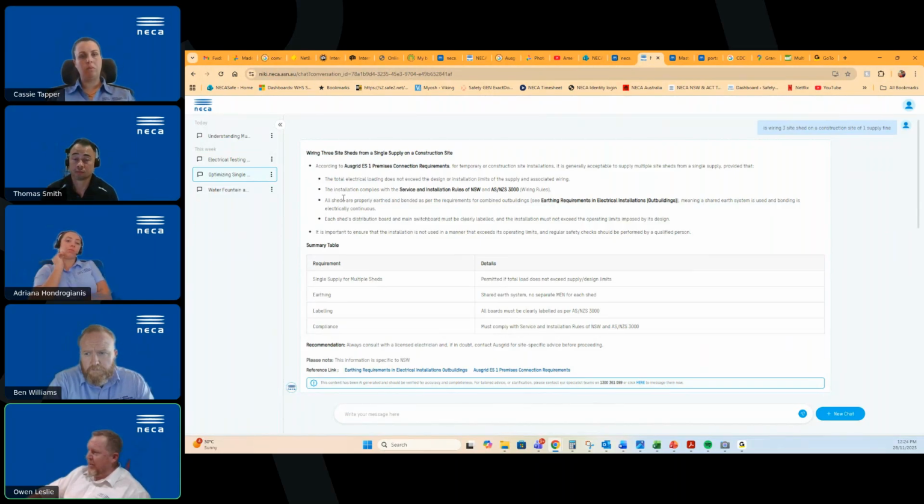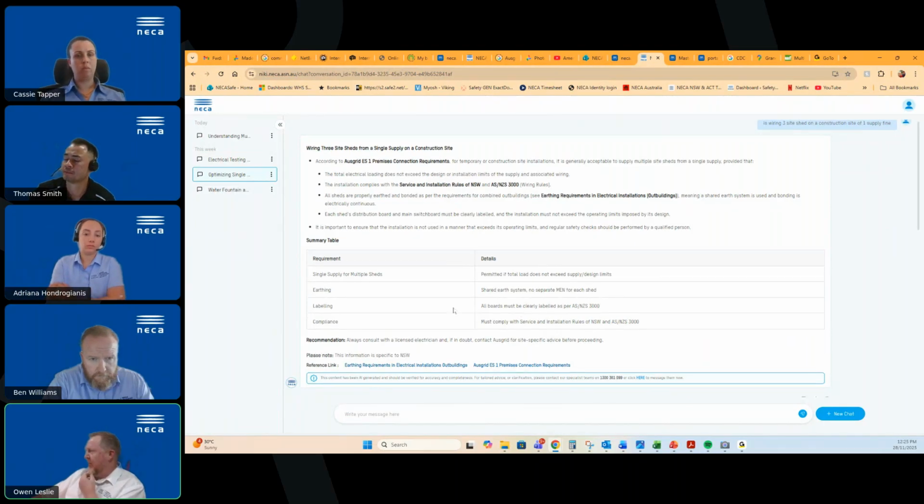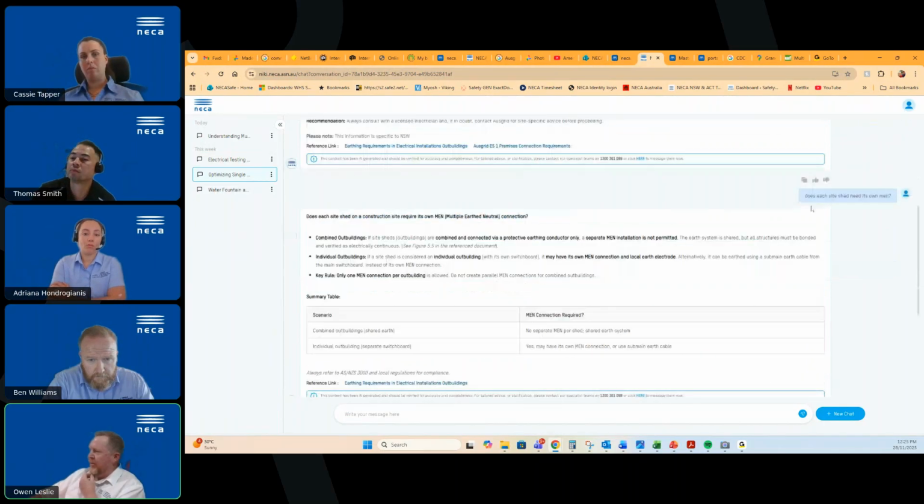But here's the answer: installation complies with Service New South Wales installation rules and AS 3000 rules. All sheds properly earthed and bonded as per the requirement. Combined outbuildings earth requires electrical means: shed earthing system used with bonding, earth electrically continuous. And each shed distributed along the main switchboard must be clearly labelled. So a single supply for sheds is permitted if the total load does not exceed supply design limits. And it gave me some questions on earthing, labelling, and compliance. Once again, I've fed some more questions into it.